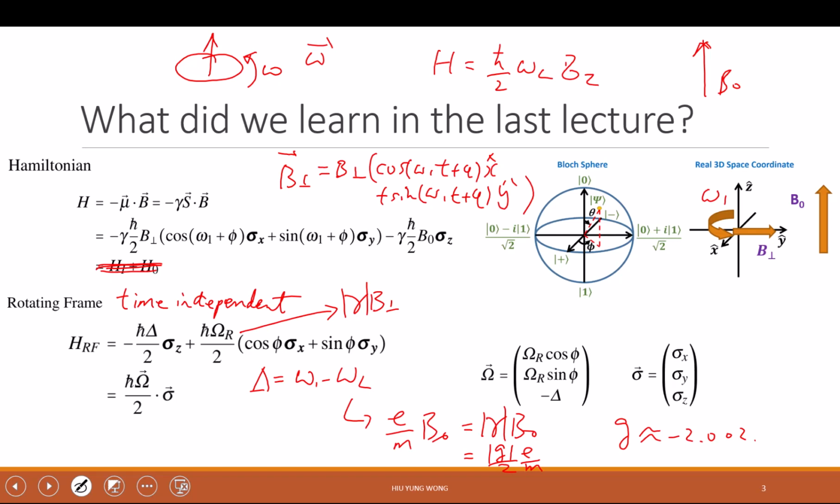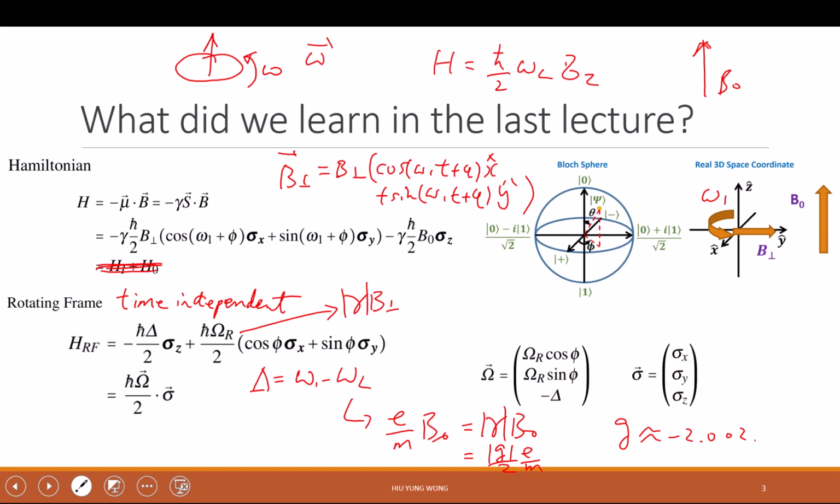If you rotate it by 90 degrees or 45 degrees, then even if rotating at the same frequency, its angular frequency will be different from the previous one because the direction is different. So basically, this can also be written as H bar omega vector dot product with the Pauli vector. So what is this angular frequency? It is omega L cosine phi, omega L sine phi, and then negative delta. And of course, the Pauli vector is sigma x, sigma y, sigma z.